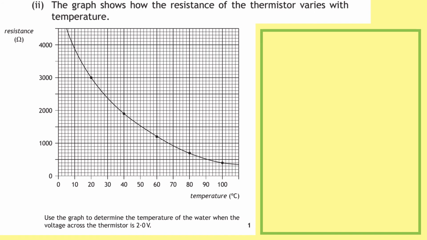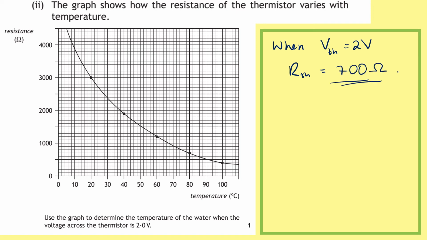Part 2. The graph shows how the resistance of the thermistor varies with temperature. Use the graph to determine the temperature of the water when the voltage across the thermistor is 2 volts. Looking back at our previous question, we know that when the voltage of the thermistor is 2 volts, the resistance of the thermistor is equal to 700 ohms. That's what we just calculated.